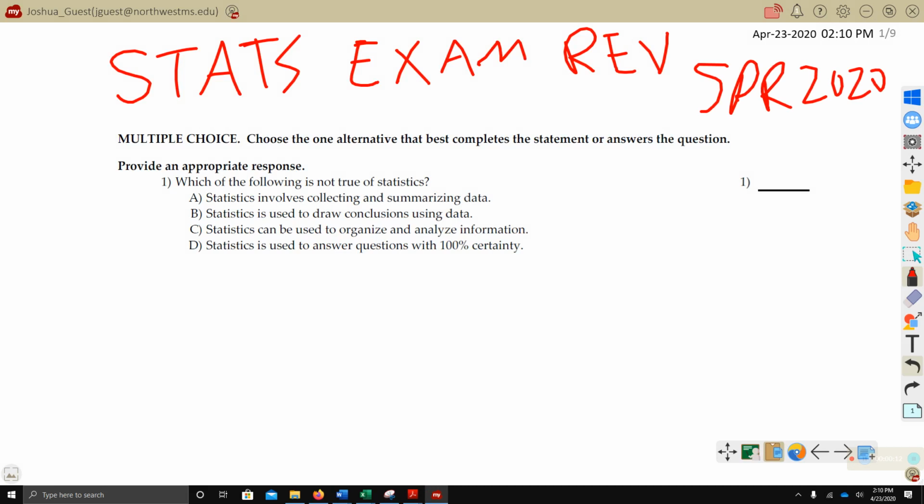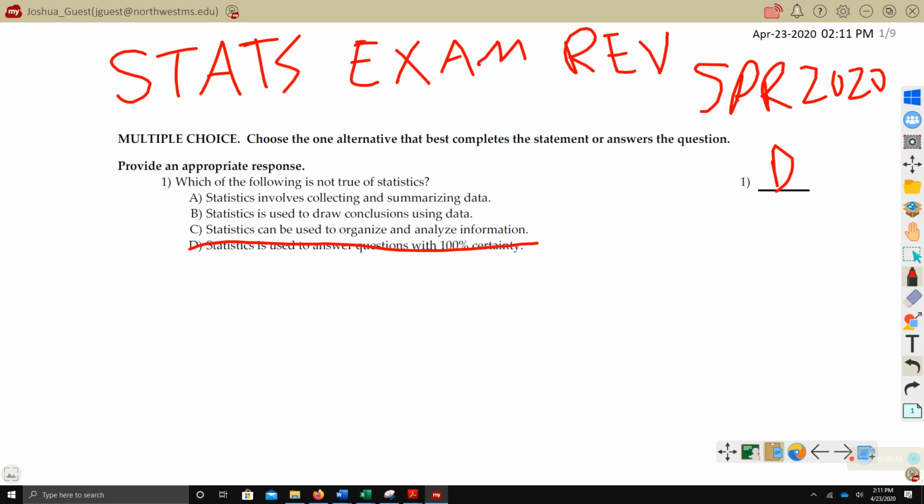Which of the following is not true of statistics? A, statistics involves collecting and summarizing data. That sounds pretty good. B, statistics is used to draw conclusions using data. That sounds pretty good. C, statistics can be used to organize and analyze information. That sounds pretty good. D, statistics is used to answer questions with 100% certainty. Aha. That one right there.